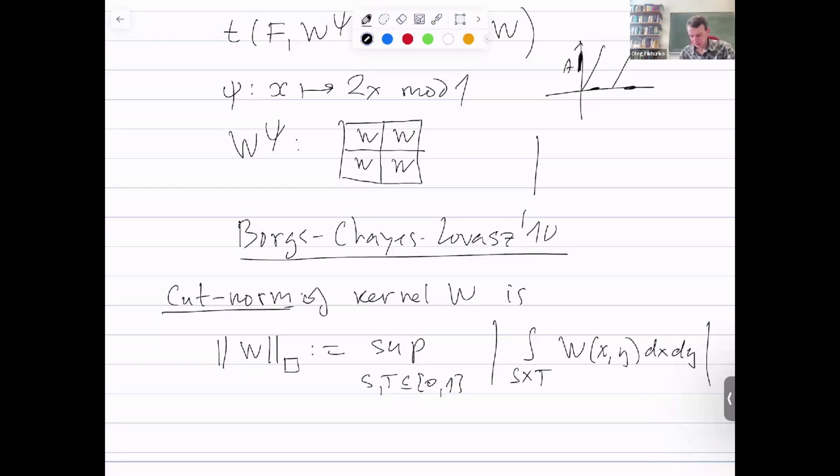There are some different variations. You can ask S and T to be disjoint or intersecting, but these variations give you basically, within a constant factor, the same norm.